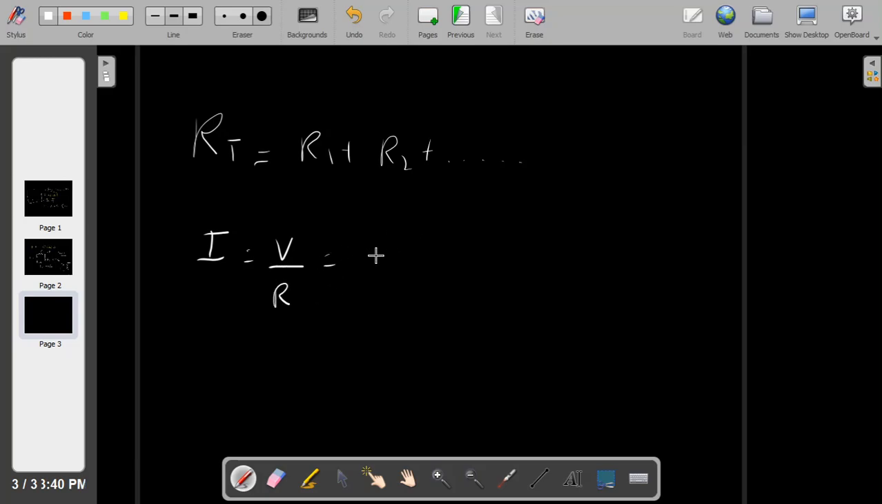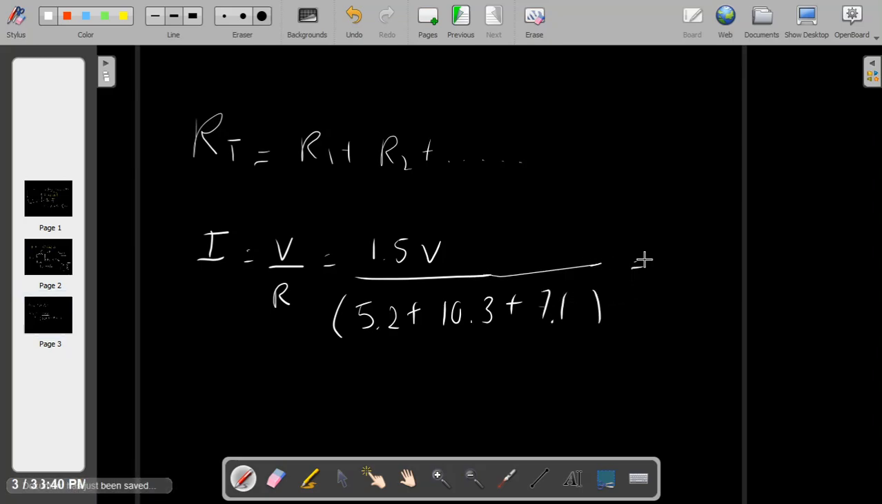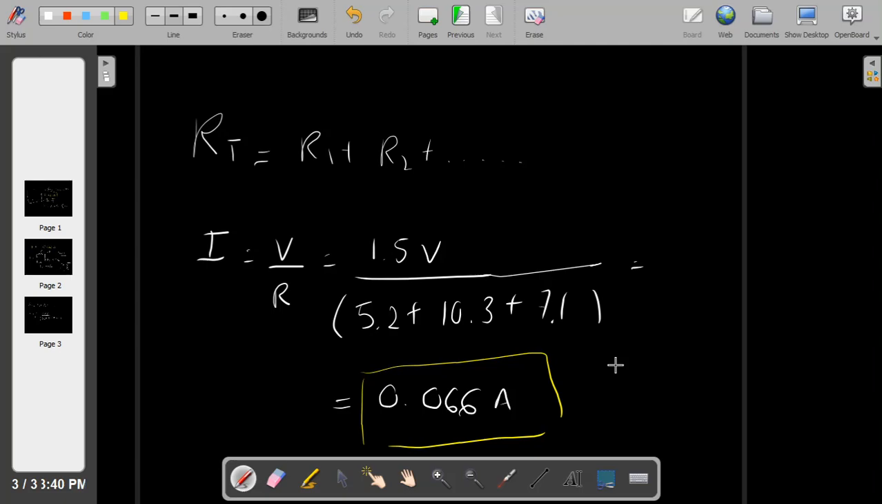I'm going to just put it directly in there. 1.5 volts, and then I'm just going to put all my resistance here added together. 5.2 plus 10.3 plus 7.1, and I put all of these in my calculator, and that's where I find that my current, my flow of current, is 0.066 amps, which is the answer I gave you at the beginning. Okay, so you just need to put everything you have learned up to this point together to be able to solve this problem.